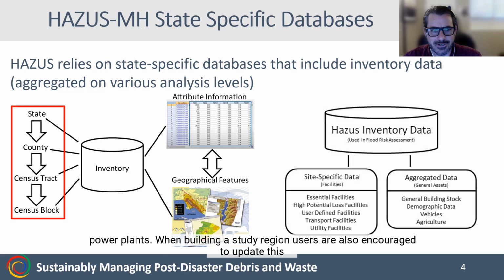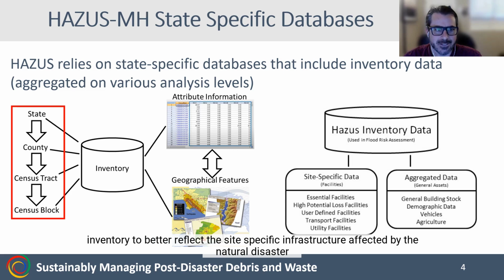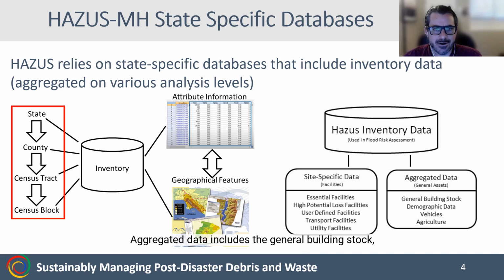When building a study region, users are also encouraged to update this inventory to better reflect the site-specific infrastructure affected by the natural disaster event. Aggregated data includes the general building stock, demographic data, as well as vehicle and agricultural data.